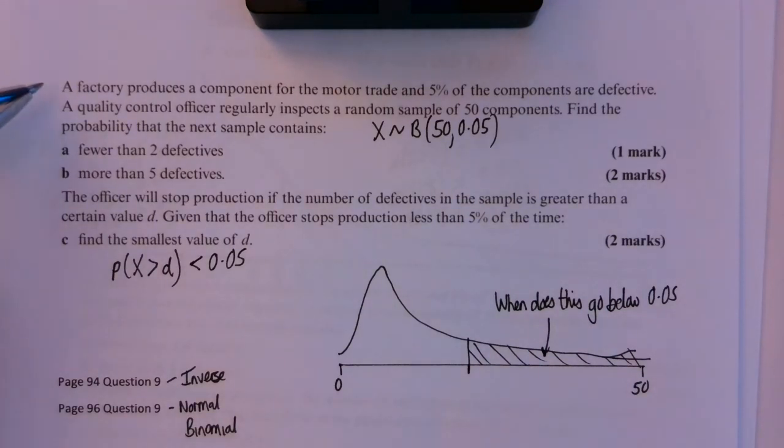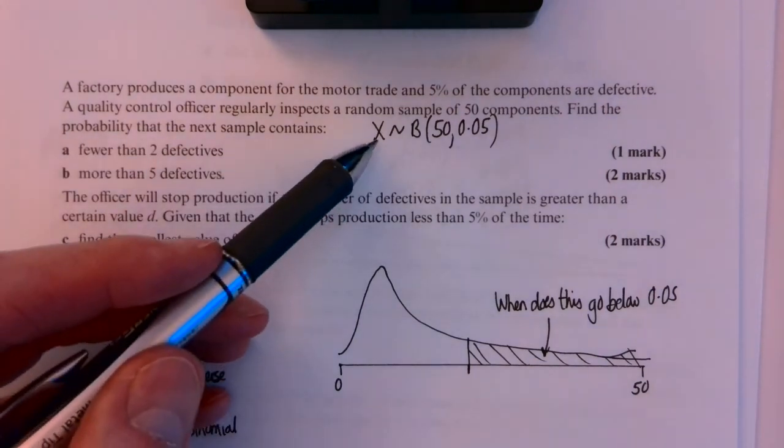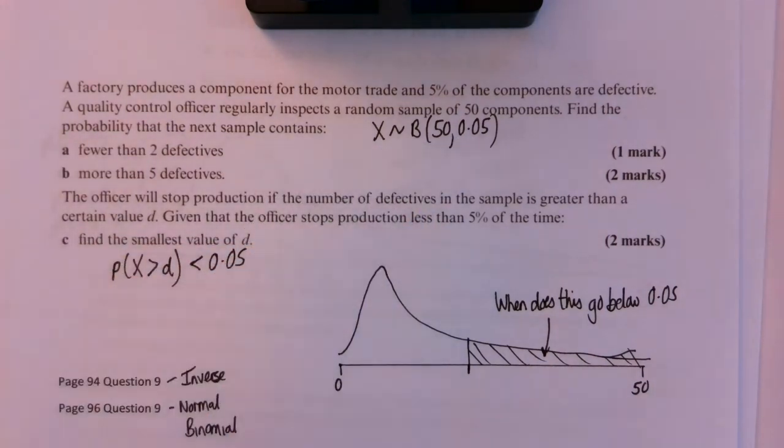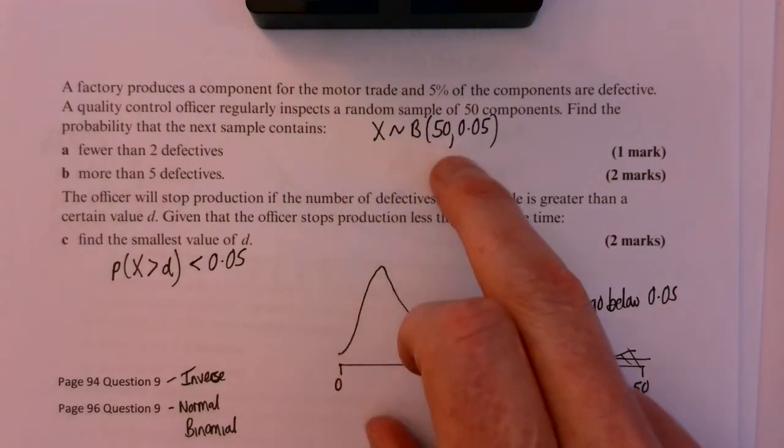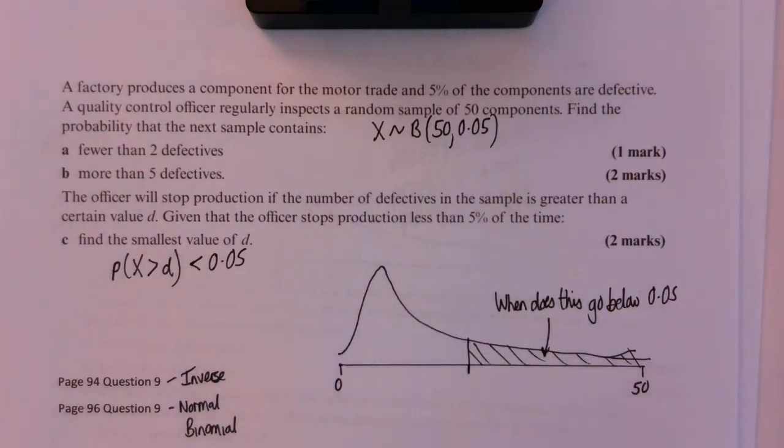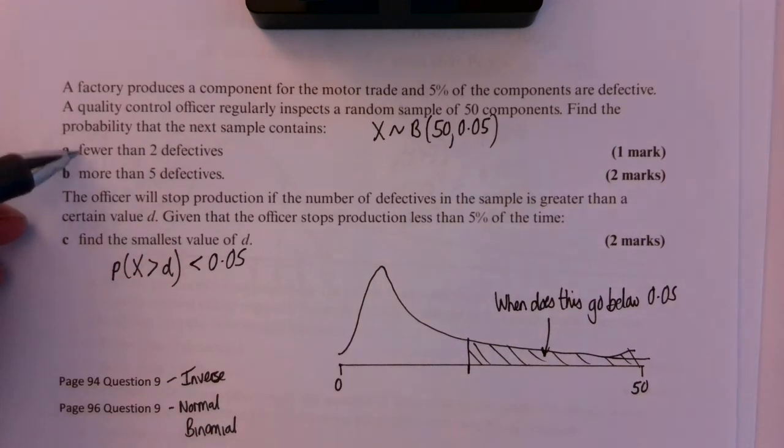It starts off with a situation that gives you a binomial where n is 50 and the probability of success is 0.05. Although in this case, success is finding a defective component. So it's perhaps an inappropriate word to use, success. The probability of finding a defective component is 0.05. So that's our probability. X is the number of defective components we find in a batch of 50. So the first two questions are just normal binomial questions with your calculator. You've got to decide what your lower and your upper need to be for those.